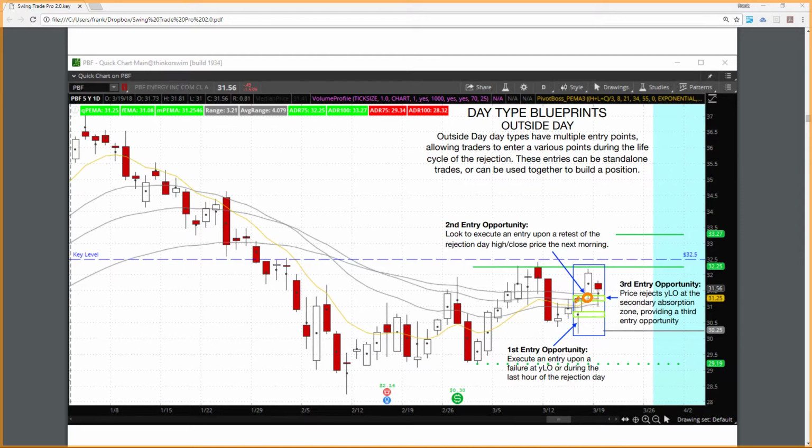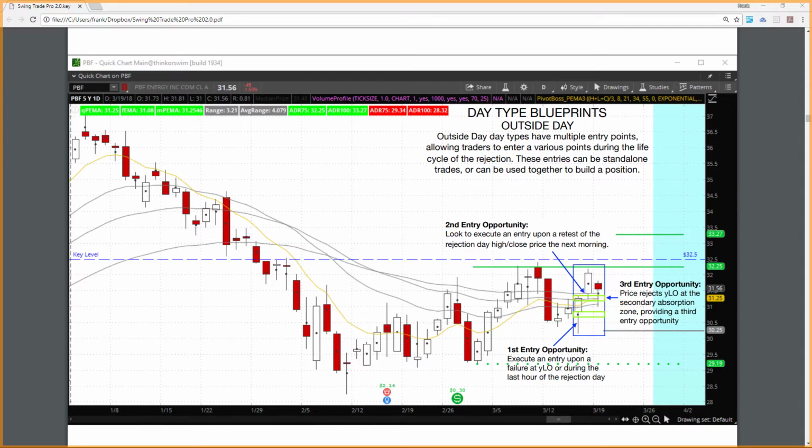Now say you didn't get in at the close here, and say you didn't get in here either. Well, there's another entry point here. It's the third entry opportunity, and this occurs when price rejects the previous low here. So this is a failed new low that occurs after the rejection day low. And so again, first entry opportunity can be here on the rejection day. The second one can be here on a range retest. And the third one can be here on a failed new low. Each of those points provides an opportunity to engage this market.